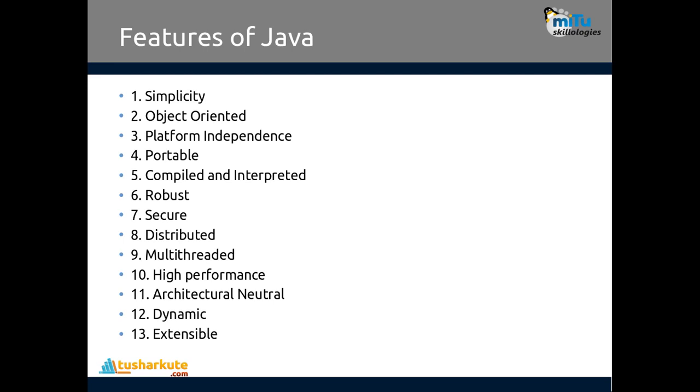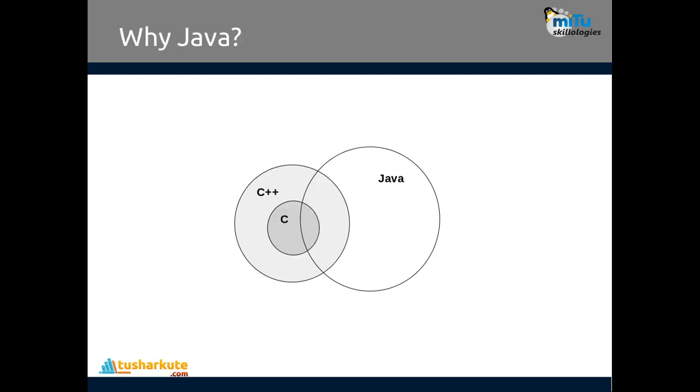As we progress with the practical approach, we'll elaborate and illustrate these features of the Java programming language in detail. Okay, let's come to the last slide of this video. Why Java? Now look at the diagram. C has its concepts, C++ has its concepts, and Java contains its own concepts also.